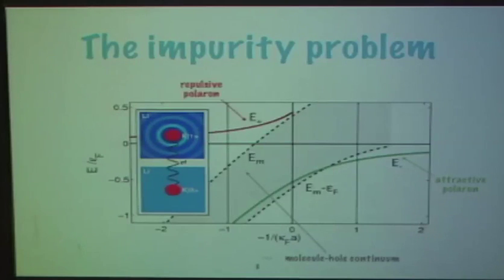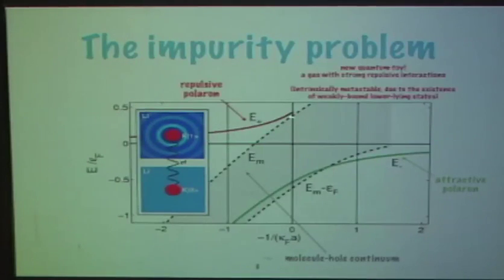And this is the branch regarding the repulsive polarons. Okay, so the repulsive polaron represents somehow a new quantum toy, in the sense that it provides us with a gas with strong repulsive interaction, in the sense that this branch goes up in the strongly interacting regime. Nonetheless, there is the presence of two well-defined excitations below the polaron, the attractive polaron and the molecule-hole continuum, and therefore this red branch is intrinsically metastable due to the existence exactly of this weakly bound lower lying state.